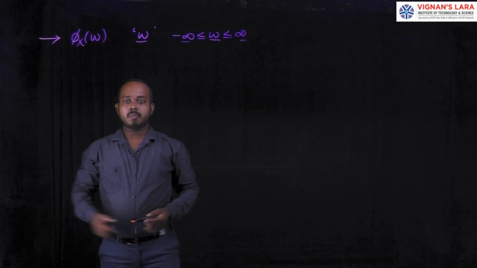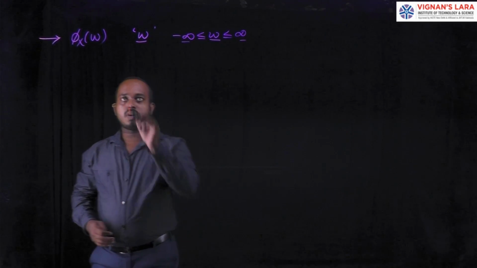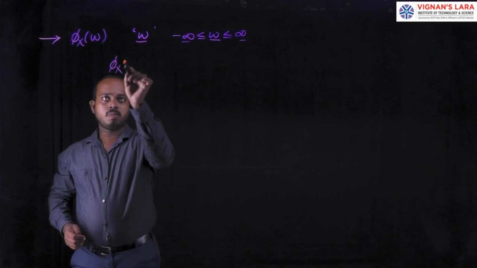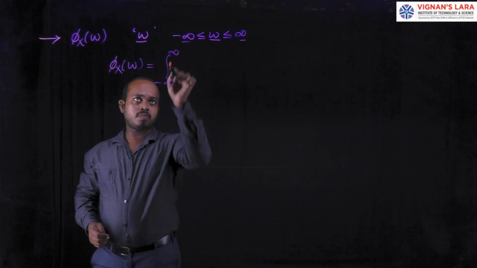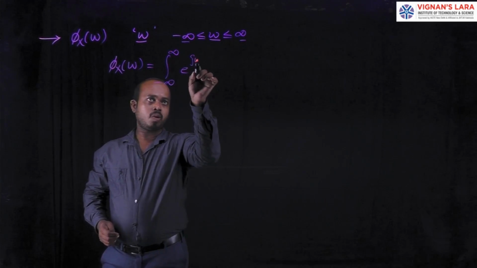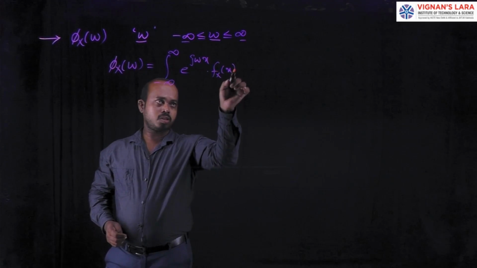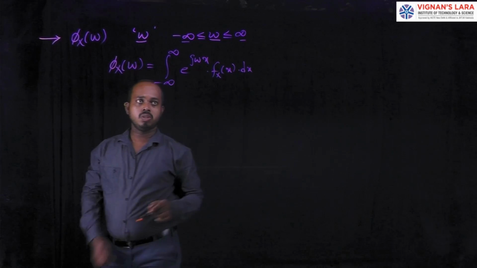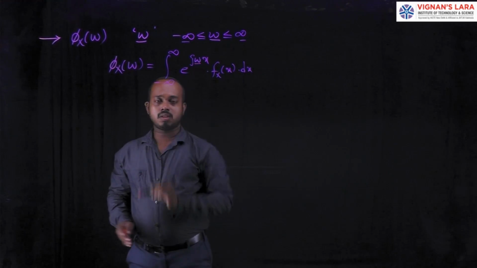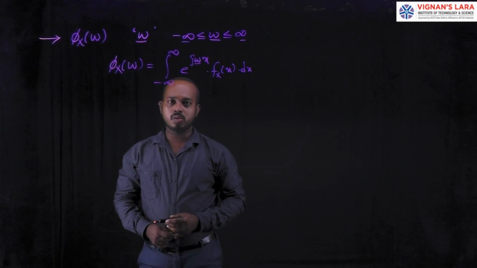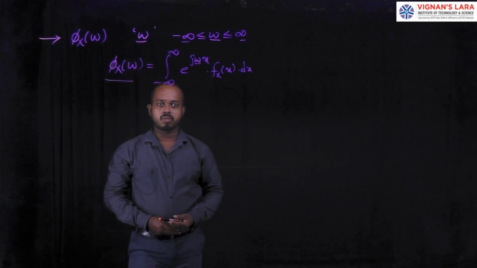We can prove this property by taking the continuous random variable characteristic function formula. Here I am writing the formula: phi x of omega is equal to the integral from minus infinity to plus infinity of e power j omega x into f x of x into dx. Just consider omega is continuous. Can I simply say that the characteristic function is also continuous?